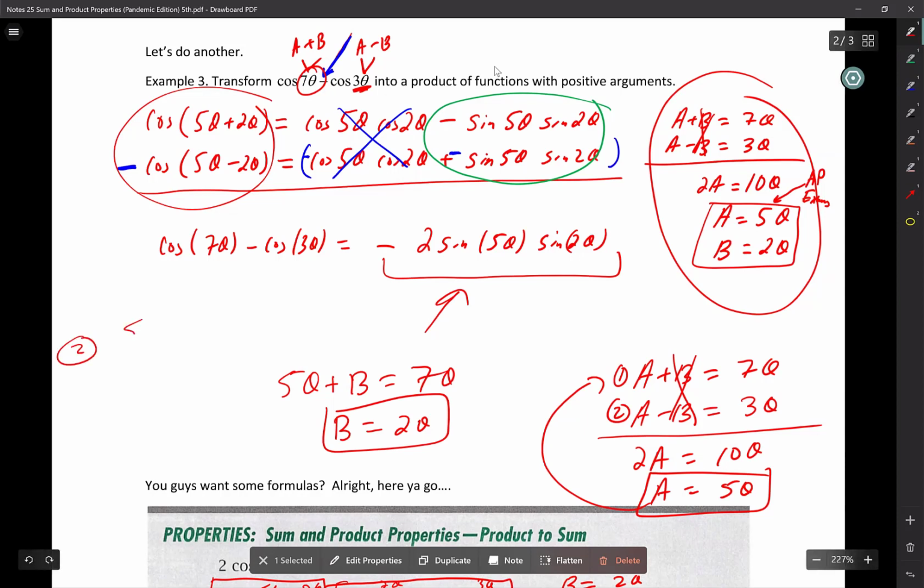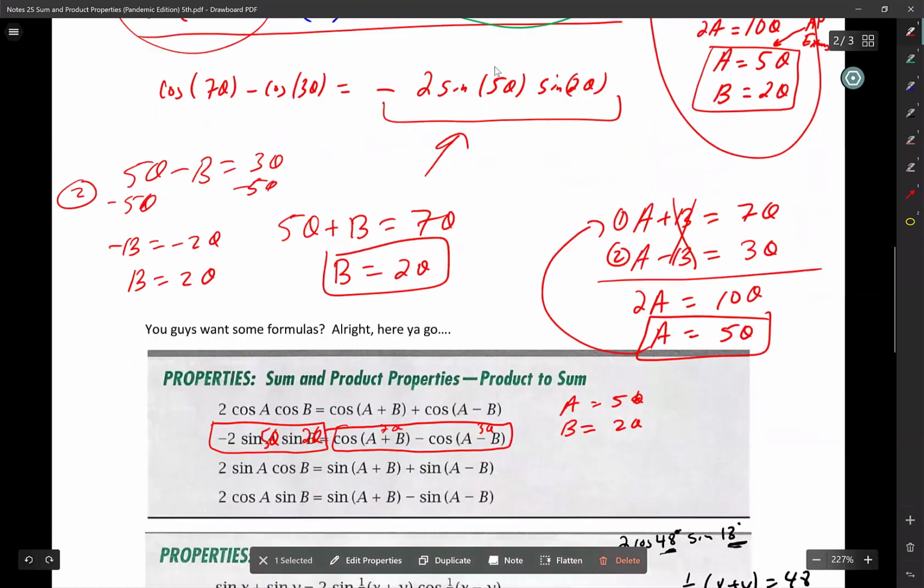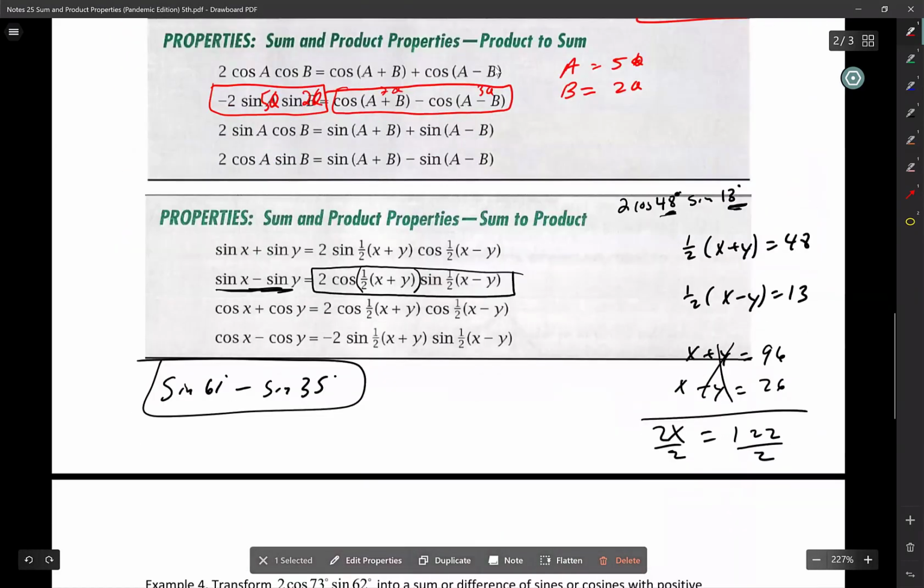Equation 2: 5 theta minus B equals 3 theta. If you go minus 5 theta on both sides, negative B equals -2 theta, which means B equals 2 theta. Did I answer your question, Cruz? Yes, thank you. Okay. All right, guys, let's keep going.